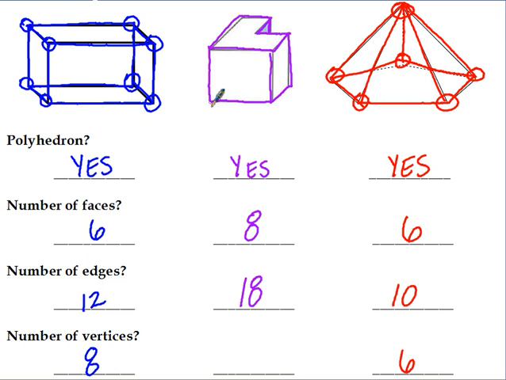And then the number of vertices. So 1, 2, 3, 4, 5, 6 on the top, and I would have the same 6 on the bottom. I can only see 3 of them, but I would have another one about there and then 2 more over there. So 6 on the top, 6 on the bottom makes 12.